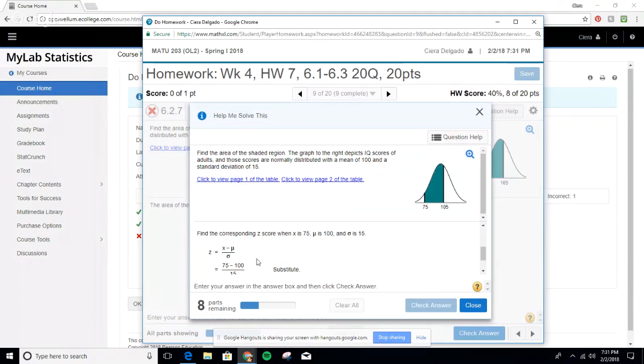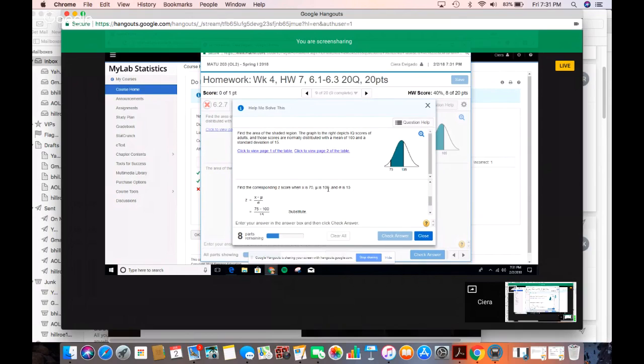And then it says, all right, find the corresponding z-score when x is 75. Okay, so we just had it backwards, because the examples that I was looking at do it the other way. Okay, so let's go 75 minus 100 divided by 15.